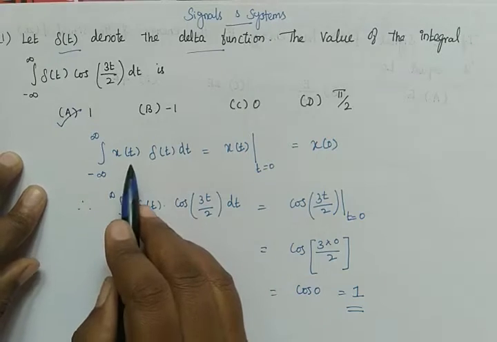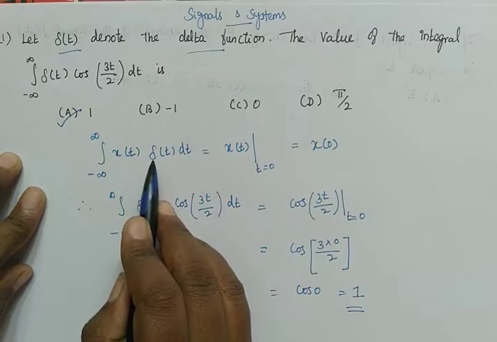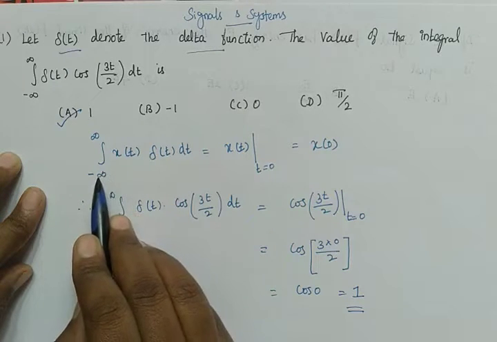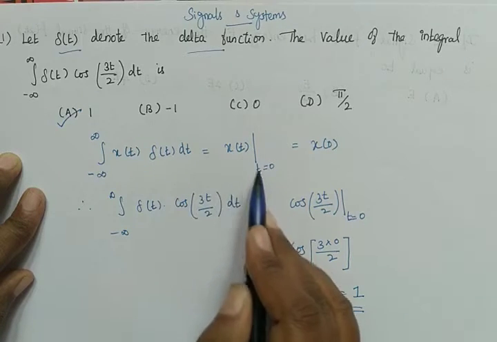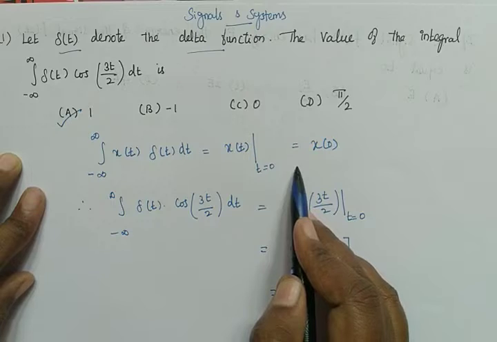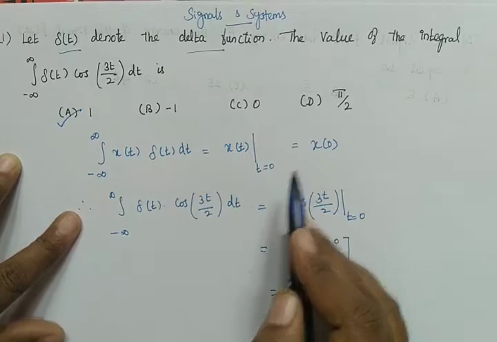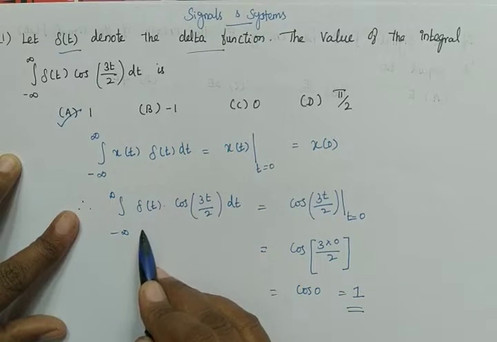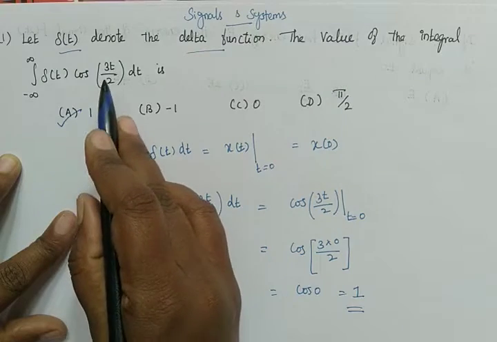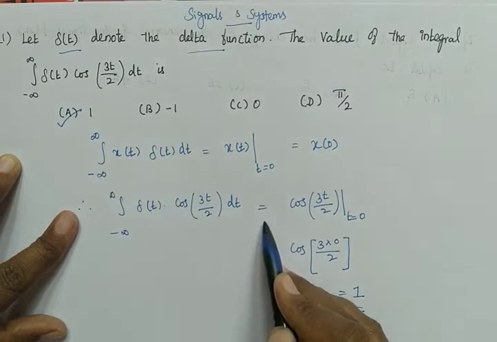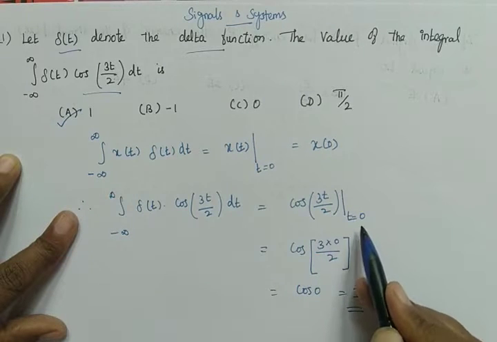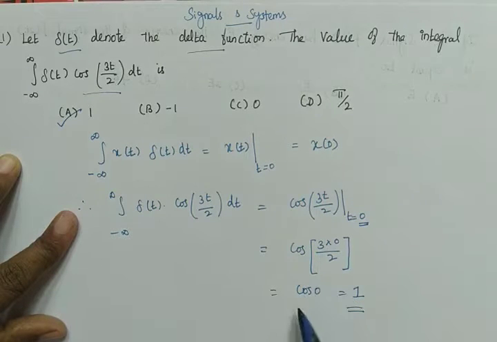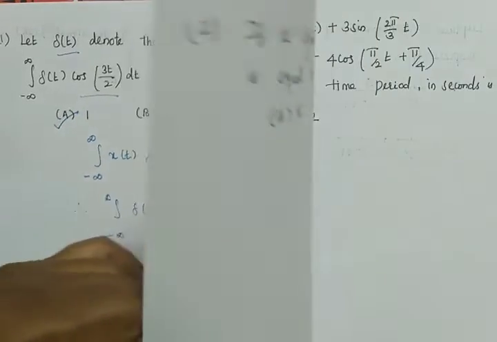So if it is an impulse function, it must satisfy the property that the integration from minus infinity to plus infinity of x(t) δ(t) dt will be equal to x(t) at t equal to 0, that is x(0). Therefore δ(t) into cos(3t/2) dt will be equal to cos(3t/2) at t equal to 0. Substituting t equal to 0, we get cos 0, which is equal to 1. So this is the answer for the problem.